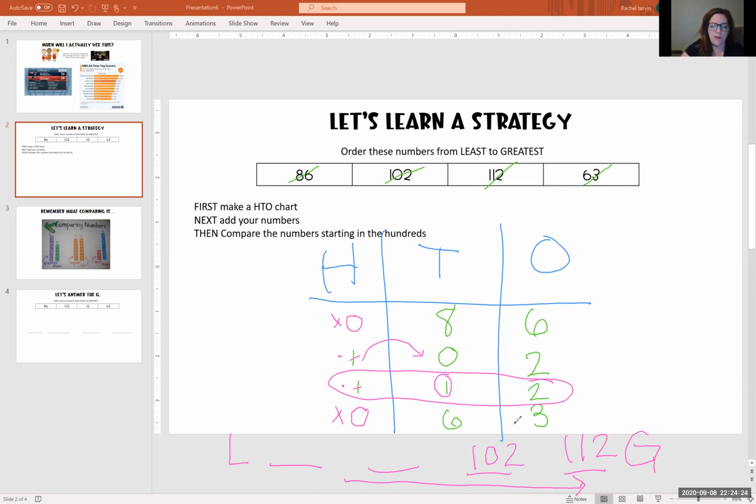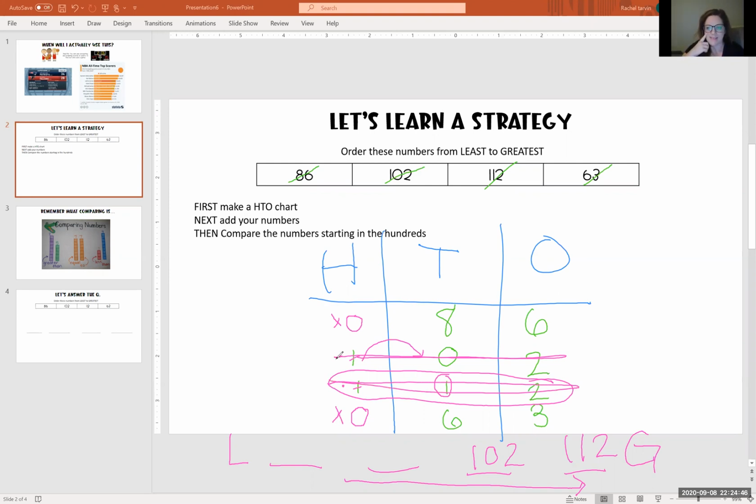Remember, we're putting our numbers in order right now from least to greatest, but I decided to start by finding my greatest number because that's easiest for my brain. Now let's look. I've already used the number 102. I'm just going to cross it out so that I know I'm done with it. 112 I used, I'm going to cross that out so I know that I'm done with that one too.